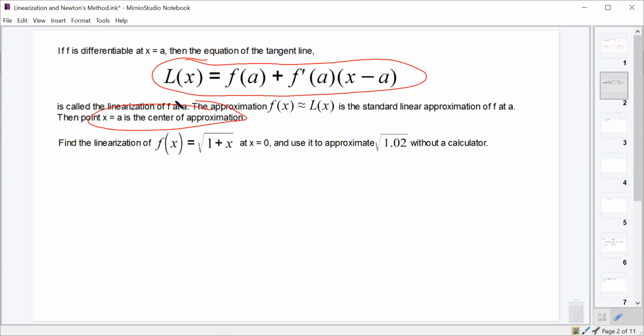And the center of approximation is the value of x that I can plug into my function that I know that value already. So what we're going to do is try to use the function square root of 1 plus x to approximate the square root of 1.02. So what's a value that's very close to 1.02 that I know the square root of? 1. 1, right? 1 is very close to 1.02. I know the square root of 1. What x value should I use in the square root of 1 plus x to give me that value of 1 inside the square root that I know?